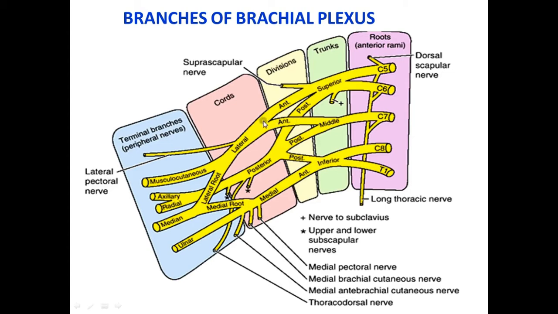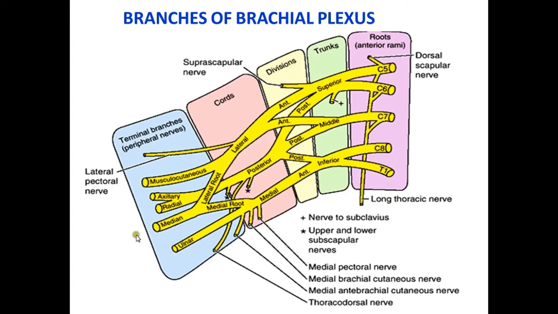When the C7 is involved, in such a way the C6 is involved. If you ask what the root value of the musculocutaneous nerve is, you can say C5, C6 and C7. If you ask what the root value of the median nerve is, the lateral cord and the medial root are involved, so all the roots from C5 to T1 are involved. It means the root value of the median nerve is C5 to T1.